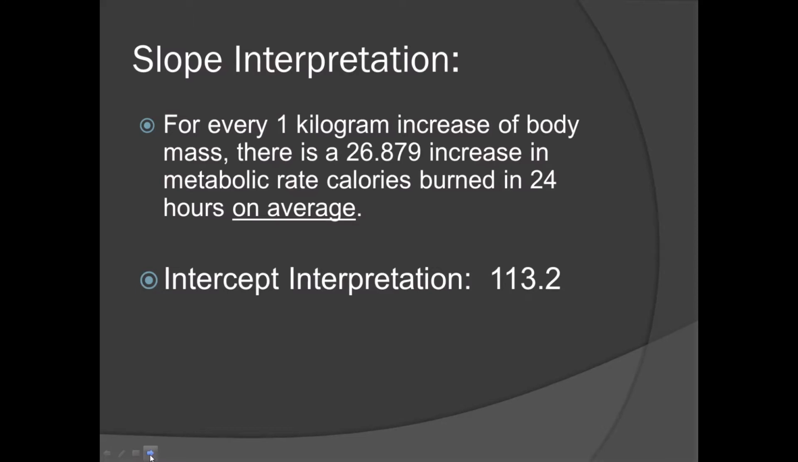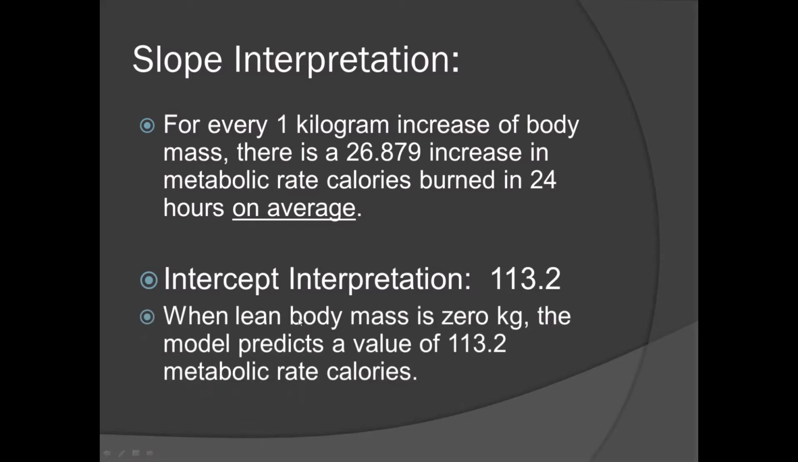And you can interpret the y-intercept too, but usually that's going to be kind of nonsensical. When lean body mass is 0, can you imagine a person that doesn't weigh anything? The model predicts a value of 113.2 metabolic rate calories. If you even threw in "on average" by mistake, that would be fine. But yeah, you can't really have a person with a 0 body mass. So this is kind of a silly number, and that's the way it is mostly for y-intercepts.